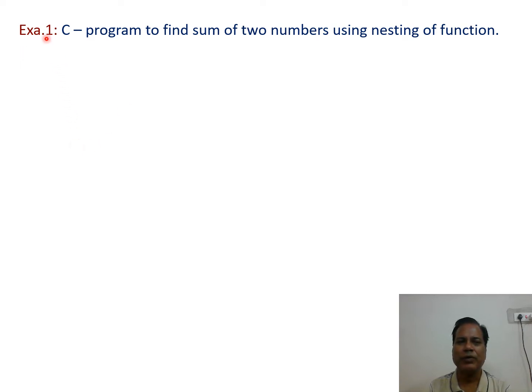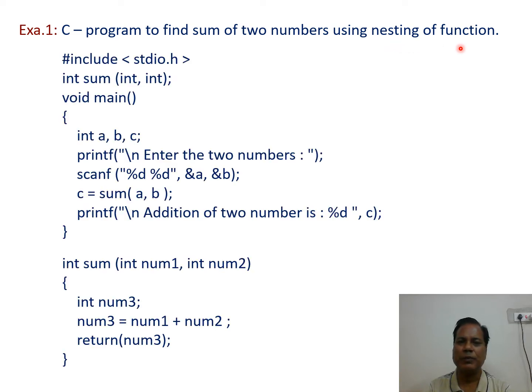So in this program, that is, a C program to find the sum of two numbers using nesting of functions, the example program is written like this one. Two functions are written. Let us try to understand the working of this program.